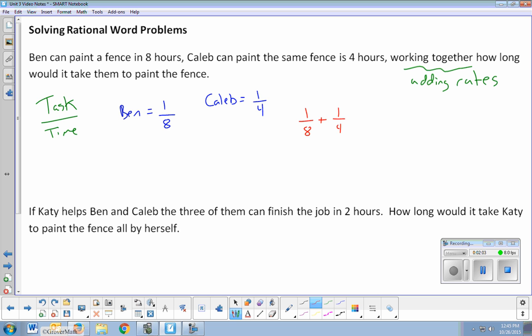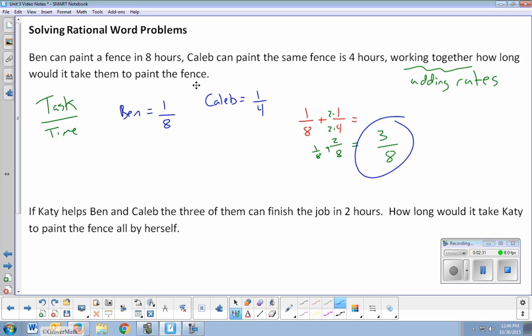And what is 1/8 plus 1/4? Well, you can use a calculator, but we could do this without calculators. Common denominator would be 8, so I can multiply this by 2 over 2 and make it 2 over 8. 2 over 8 plus 1 over 8 equals 3 over 8. So that's not too bad, but then we have to realize, what does this answer mean? I want to know how long is it going to take them to complete this job. The answer is 3 over 8.